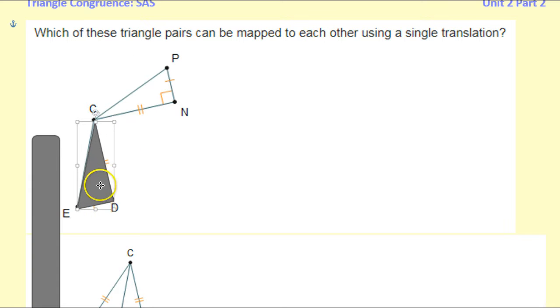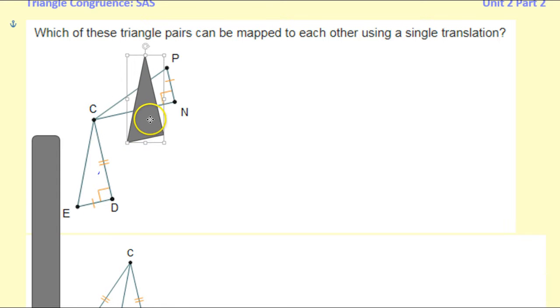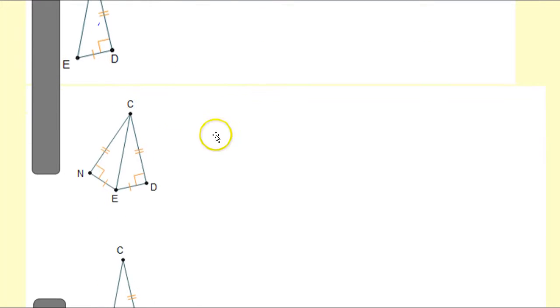So clearly the first one is a no. There's no slide that's going to match the one triangle onto the other. So it's not that one. How about the second one? This is also going to be a no.